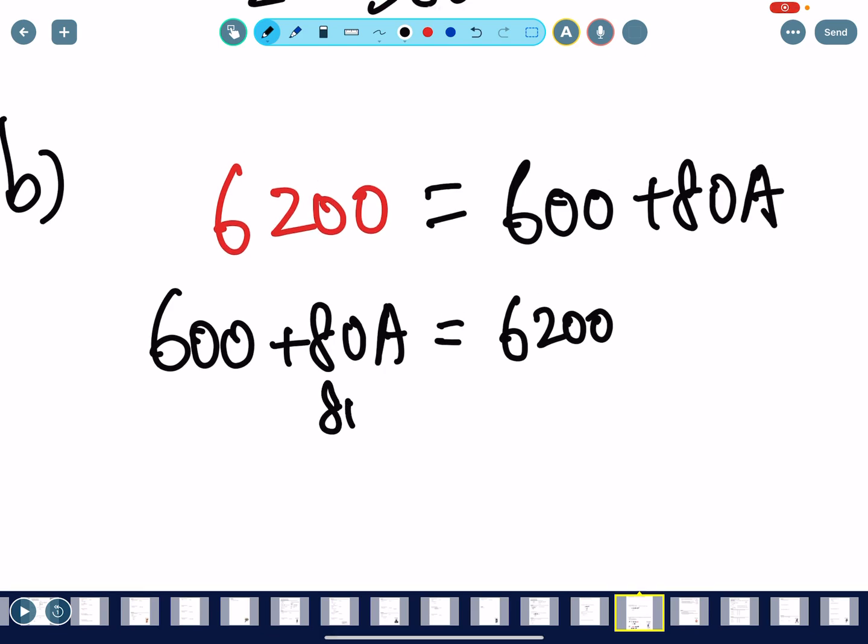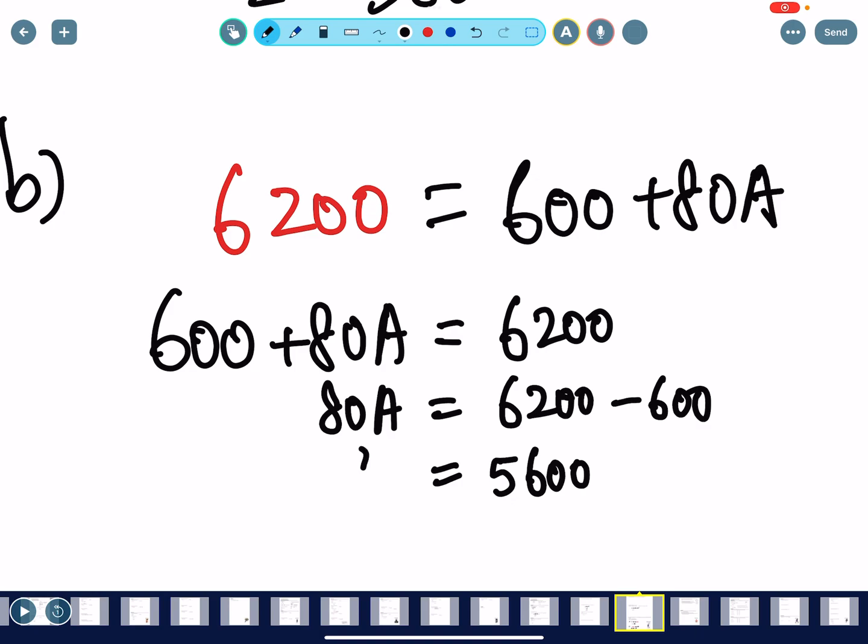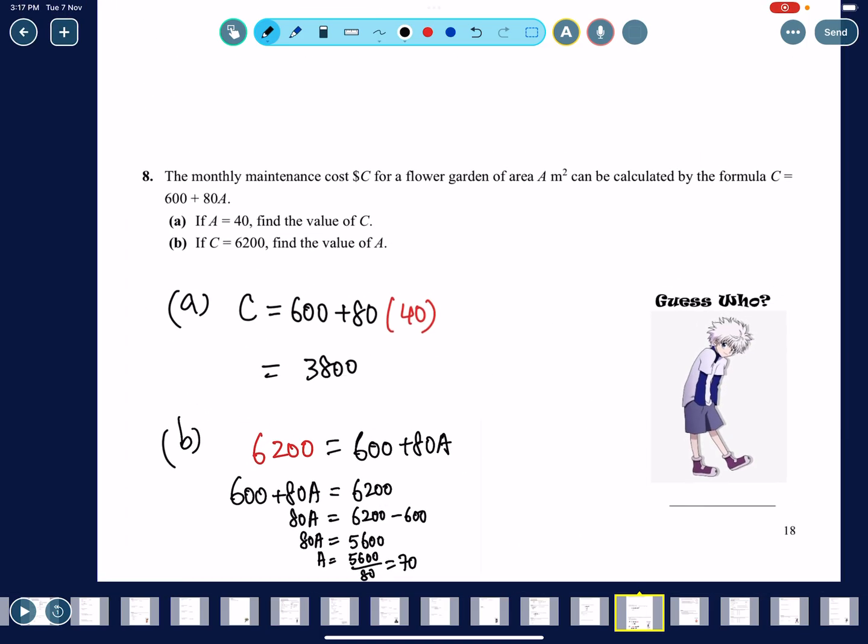So you have 80A equals 6,200 minus 600. You get 5,600. 80A is 80 times A, the opposite will be divide. So on the right side will be 5,600 divided by 80. So 5,600 divided by 80 is 70. So the answer for this question is 70.